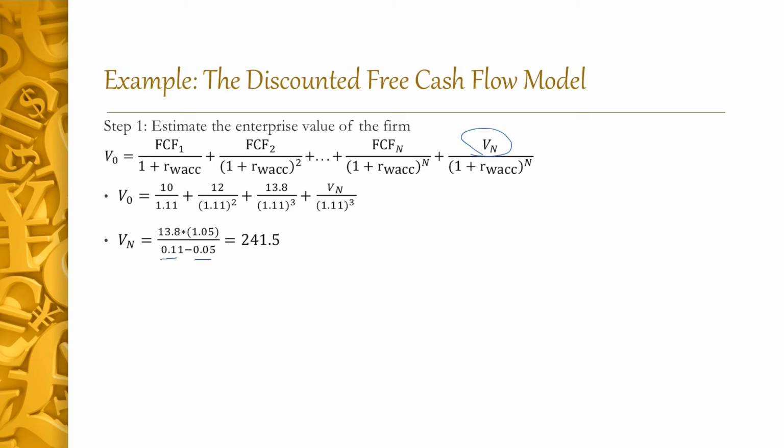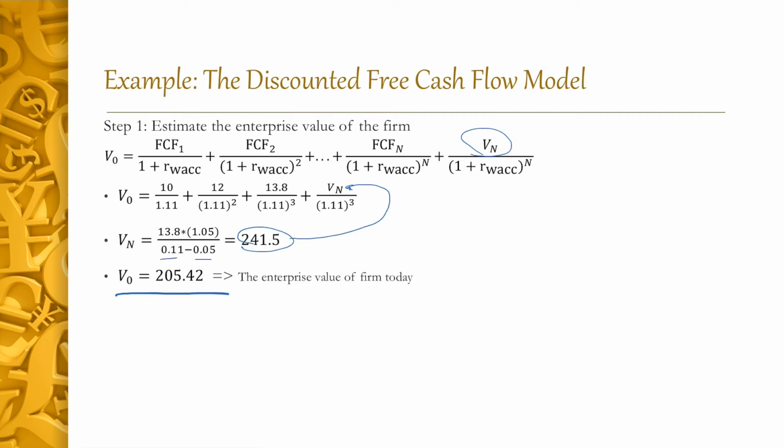And then we can calculate the present value of all of these cash flows. If I substitute this here and calculate all these numbers, I would get a number that is $205.42 million. So this is the enterprise value of the firm today.